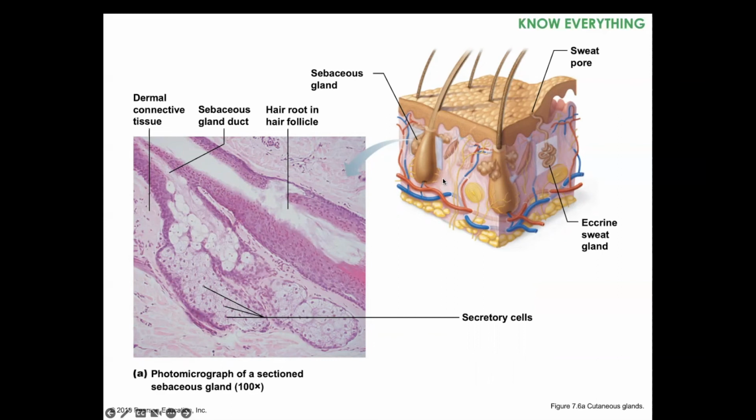Sebaceous glands secrete sebum, which is a mixture of oil and dead skin that helps keep the skin moisturized. Hormonal changes that occur during puberty will increase the production of sebum, and that is going to be one of the causes of acne.